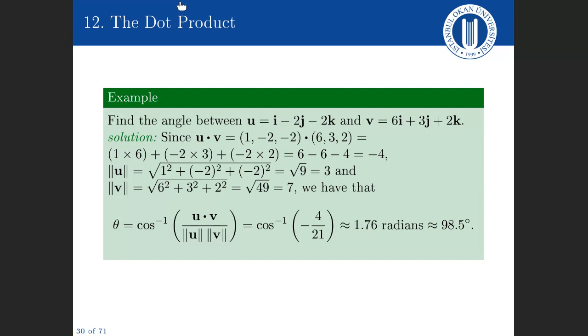Or perhaps we are asked to find the angle between two vectors u and v. We've seen the formula that we want: the angle is inverse cosine of u dot v divided by norm of u, norm of v. So what do we need? We need to calculate u dot v, the norm of u, and the norm of v, and then we're going to combine them together and take the inverse cosine.